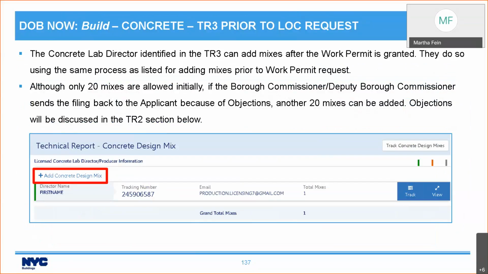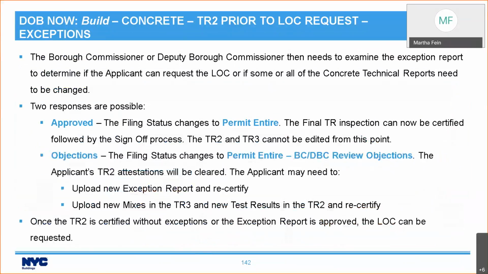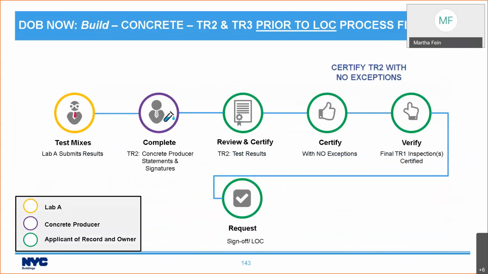Remember how I told you that there are 20 mixes allowed initially? Well, if the borough commissioner or deputy borough commissioner sends the filing back to the applicant because of objections, the mixes can be cleared out and another 20 mixes can be added. So only once the TR2 is certified, either without exceptions or the exception report is approved, can the LOC be requested. So let's look at this process.